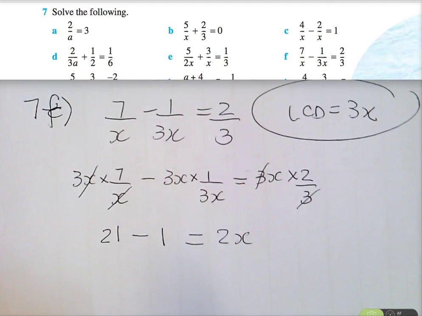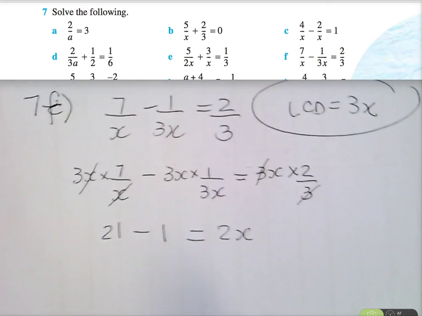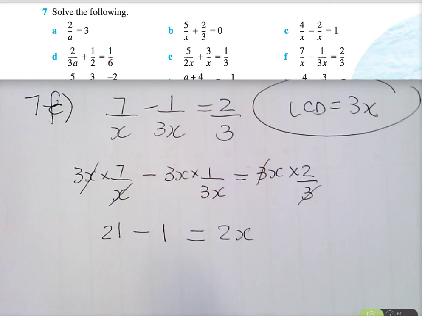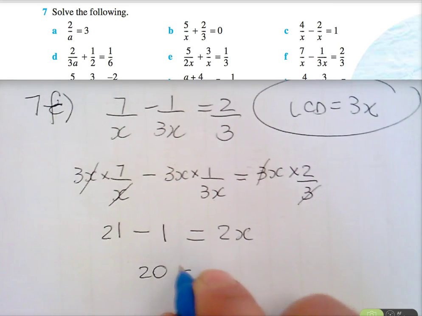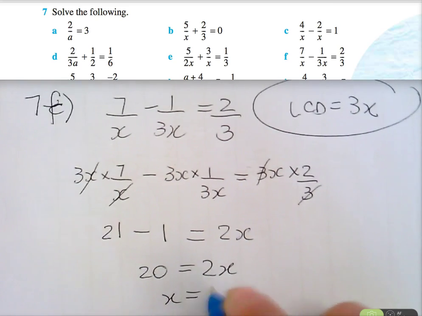Girls, I'm telling you, this is the best method to use. You just got to practice it. Multiply by 3x, 3x, 3x. Cancelling between the numerator and the denominator. Just cross them out, or divide the numbers. 21 minus 1 is 20. So therefore x is 10.